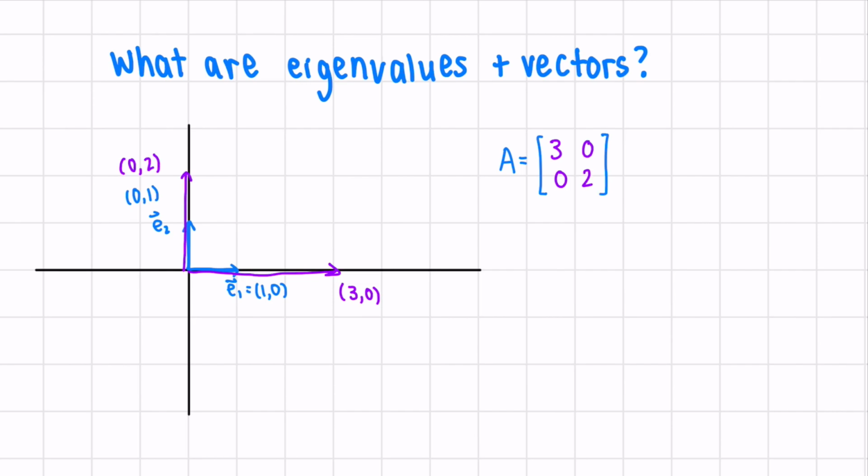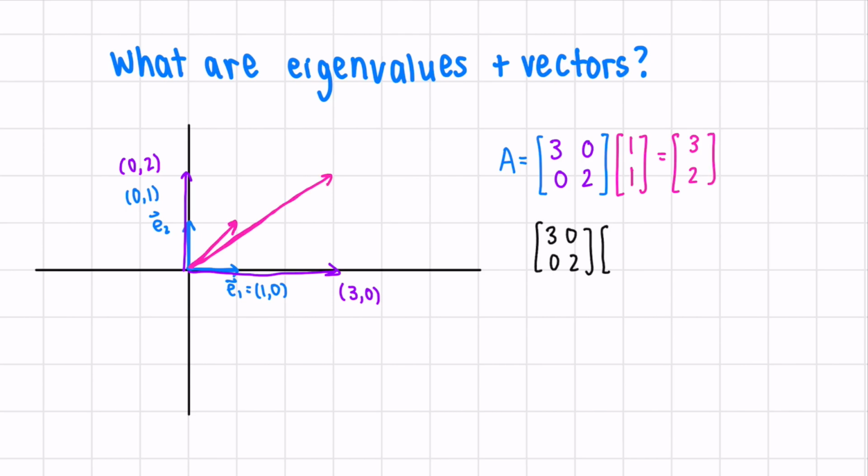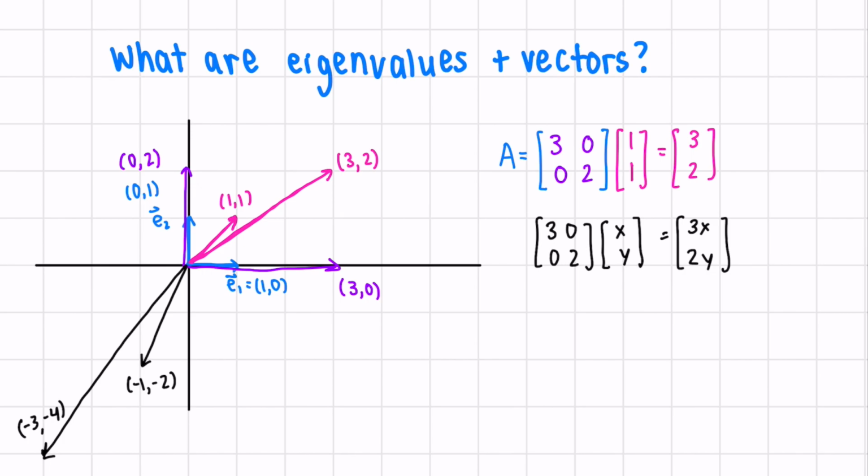This transformation scales the x direction by 3 and the y direction by 2. Let's pick another vector, say 1, 1, and see what happens. 1, 1, when transformed, becomes 3, 2. If we wanted an actual equation, we could do our matrix times x, y, and we would get 3x, 2y. If we start down here, for example, at -1, -2, we would go to -3, -4. When we apply the transformation A, as you can see, most vectors are taken off of their span.